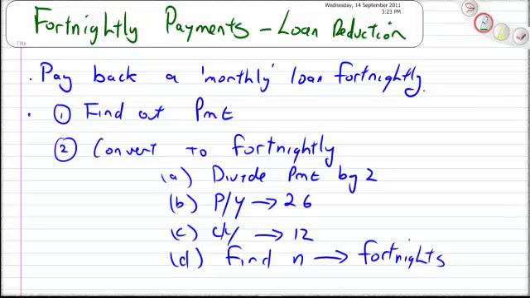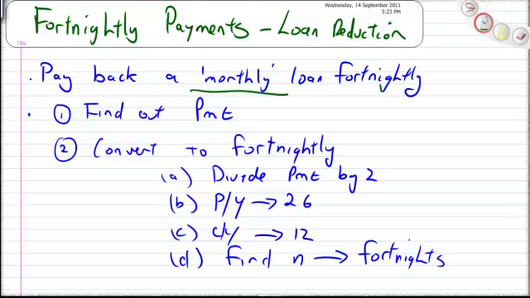Okay, we're looking at fortnightly repayments on a loan to show you how to reduce the interest you pay in the term of the loan. So what you do is you grab a monthly loan that you normally have, which is when you pay monthly, and then we convert that to a fortnightly repayment, and that saves us a lot of money. So there are a couple of steps.